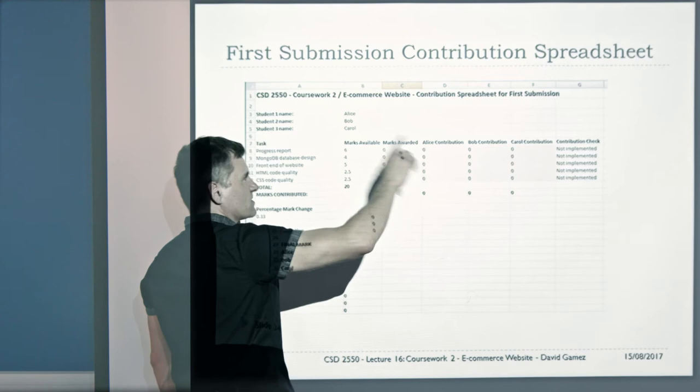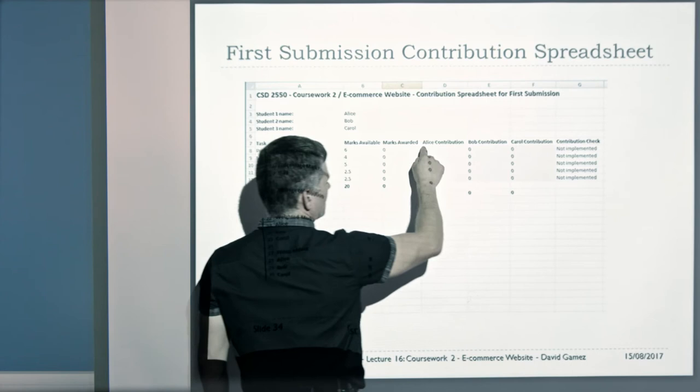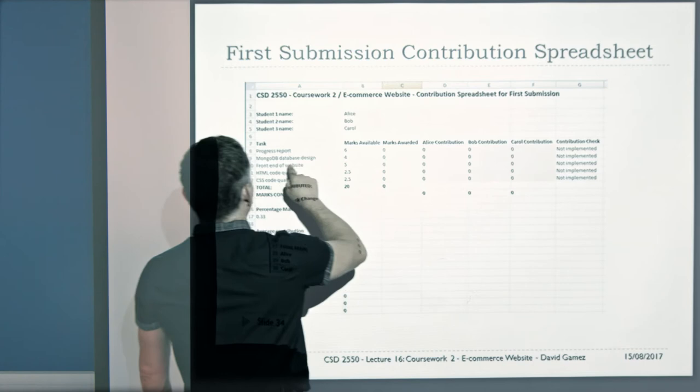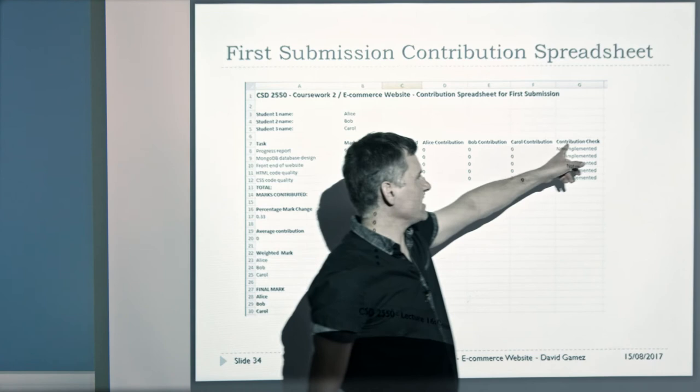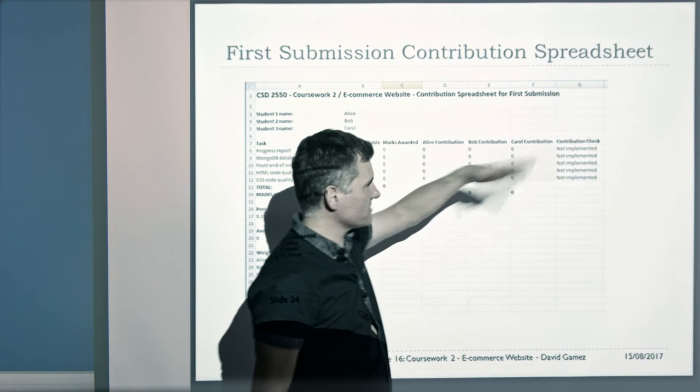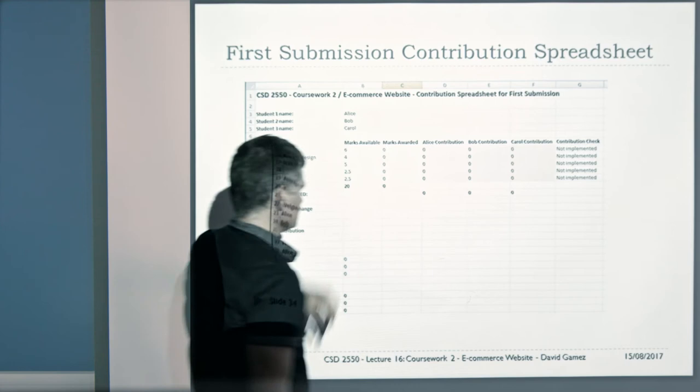So if Alice did the work on the progress report, she put a one here, naught, naught. Maybe Carol and Bob collaborated on the front end of the website, so that should be 0.5, 0.5, naught. And the contribution check here will say okay if the numbers add up to one. It will say error if the numbers do not add up to one. And it'll say not implemented if they add up to zero.